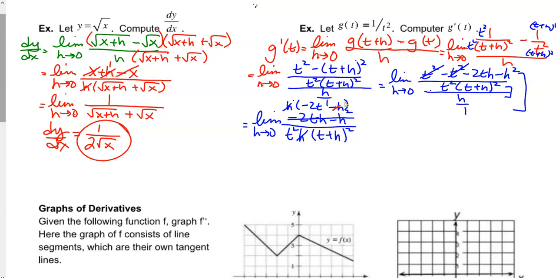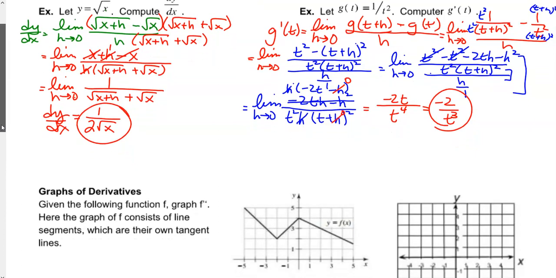So now, if I'm going to evaluate at my a, and as h goes to 0, that means that this is now going to go to 0, and this is going to go to 0 when I evaluate the limit. So up top, I'm left with negative 2t all over, what do I have here? I have t squared and a t squared, so I end up with a t to the 4th actually in the bottom. But I'm not finished yet because I can cancel a t and be left with negative 2 over t cubed. And that one, I know that one's long and drawn out, but that is the derivative function for the original g that we had there. Okay? All right. Very good.